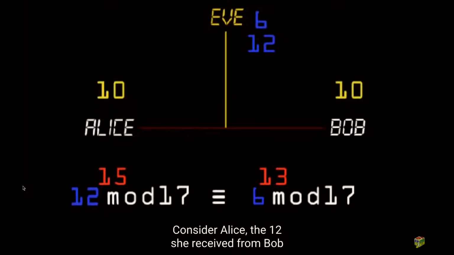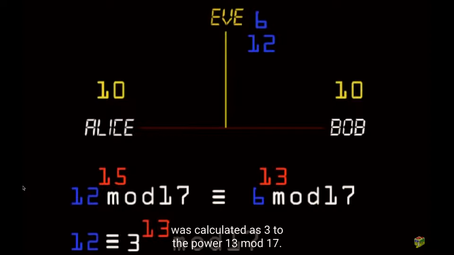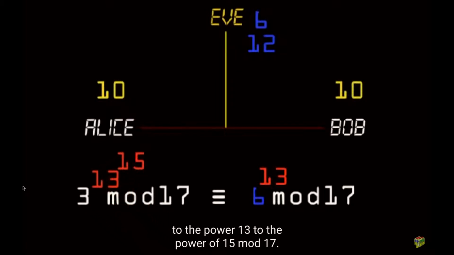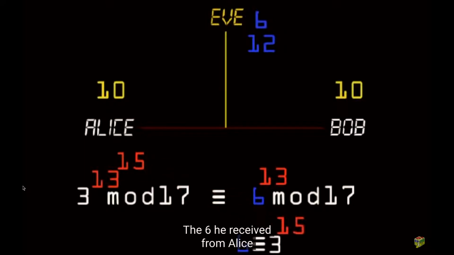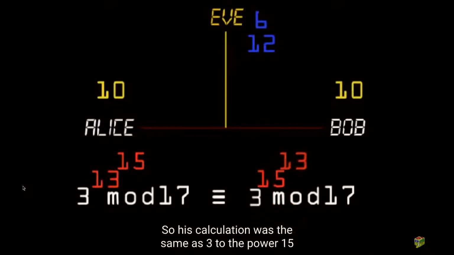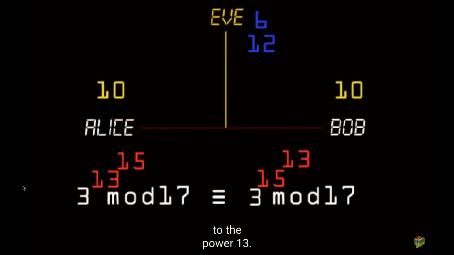Consider Alice. The 12 she received from Bob was calculated as 3 to the power 13 mod 17. So her calculation was the same as 3 to the power 13 to the power 15 mod 17. Now consider Bob. The 6 he received from Alice was calculated as 3 to the power 15 mod 17. So his calculation was the same as 3 to the power 15 to the power 13.